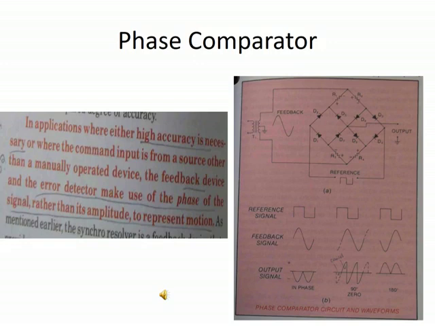So in a control system, we utilize a phase comparator circuit. It takes the input and compares it with the feedback, and the output is the difference between the input and the reference. That is the comparator function.